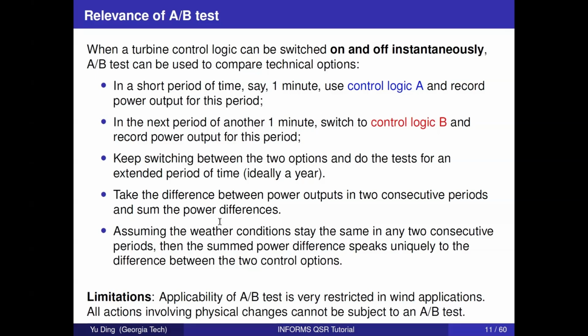Now, the reason this one is not widely used is very simple, right? Because most types of wind turbine upgrade need a physical action. You cannot simply switch on and off instantaneously. If you put the VG installer, the vortex generator, on the blade, that takes time. That takes more than a day. And it's not easy for you to take them off and then put them back on, right?